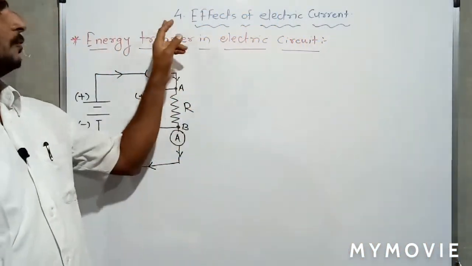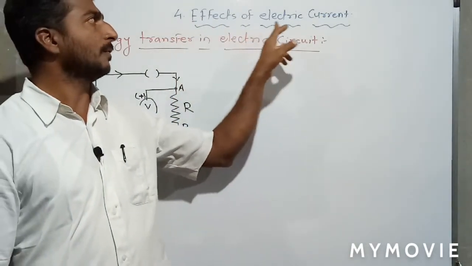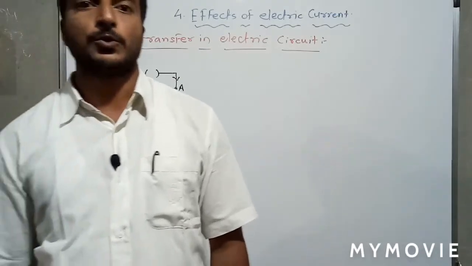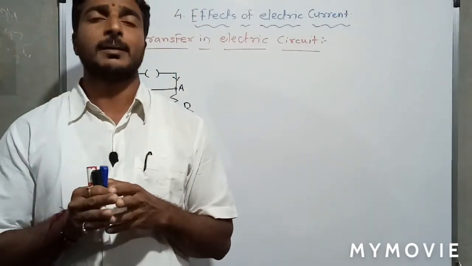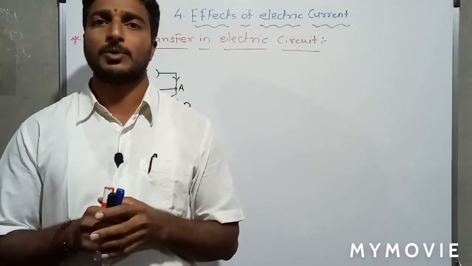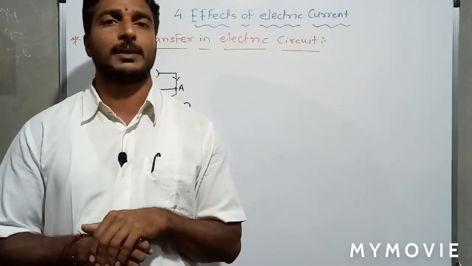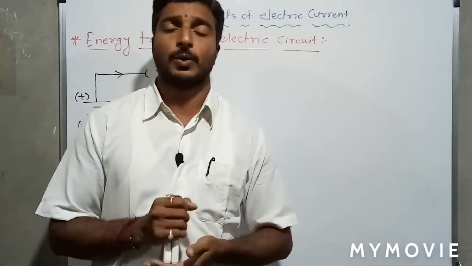Today we are going to start the fourth chapter, that is effects of electric current. So you know that electric current flows through the conducting material. Many types of metals, you know, electric current flows through them, and how that electric current flows through the metal, we have already learned in the lower classes.